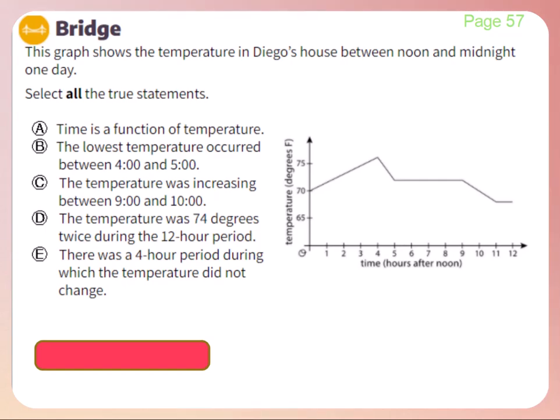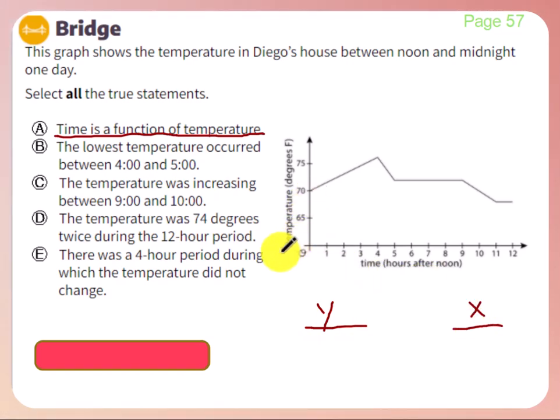Let's look at statement A. Is time a function of temperature? Think about what we did on Monday and Tuesday. We said that y is a function of x.